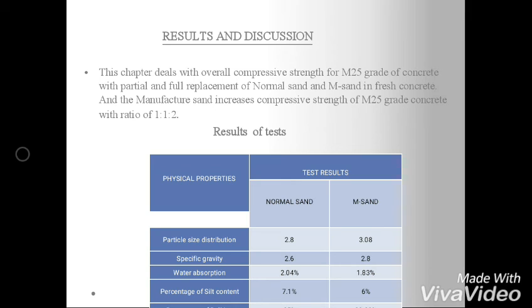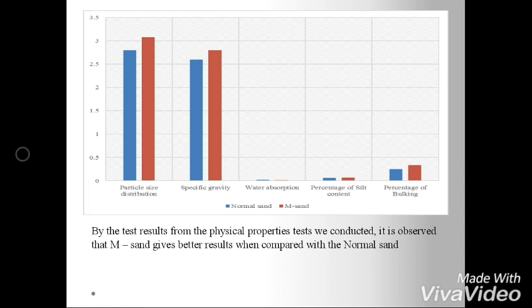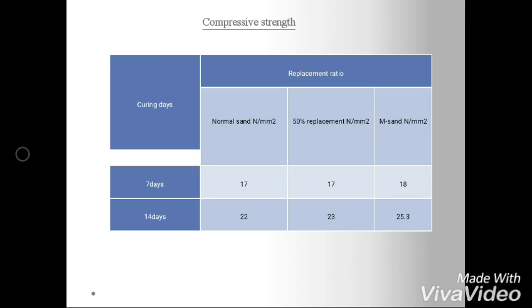So these are the particle distributions for normal sand and M sand. The particle size distribution in both normal sand and M sand shows a better result in manufactured sand. Specific gravity: by the tests, the physical properties were determined. M sand gives better results, and here is the comparison between normal sand and M sand for various tests.